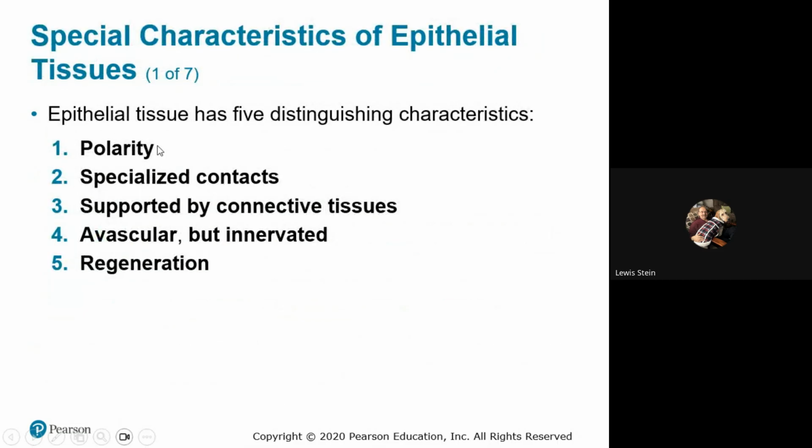So tissues have 5 distinguishing characteristics. They have polarity, when something is polarized, it's different on one side than the other. I mean, I don't want to step on Dr. Buxton's toes, so to speak. I would like to when Liverpool beats Man United, but what am I going to do?